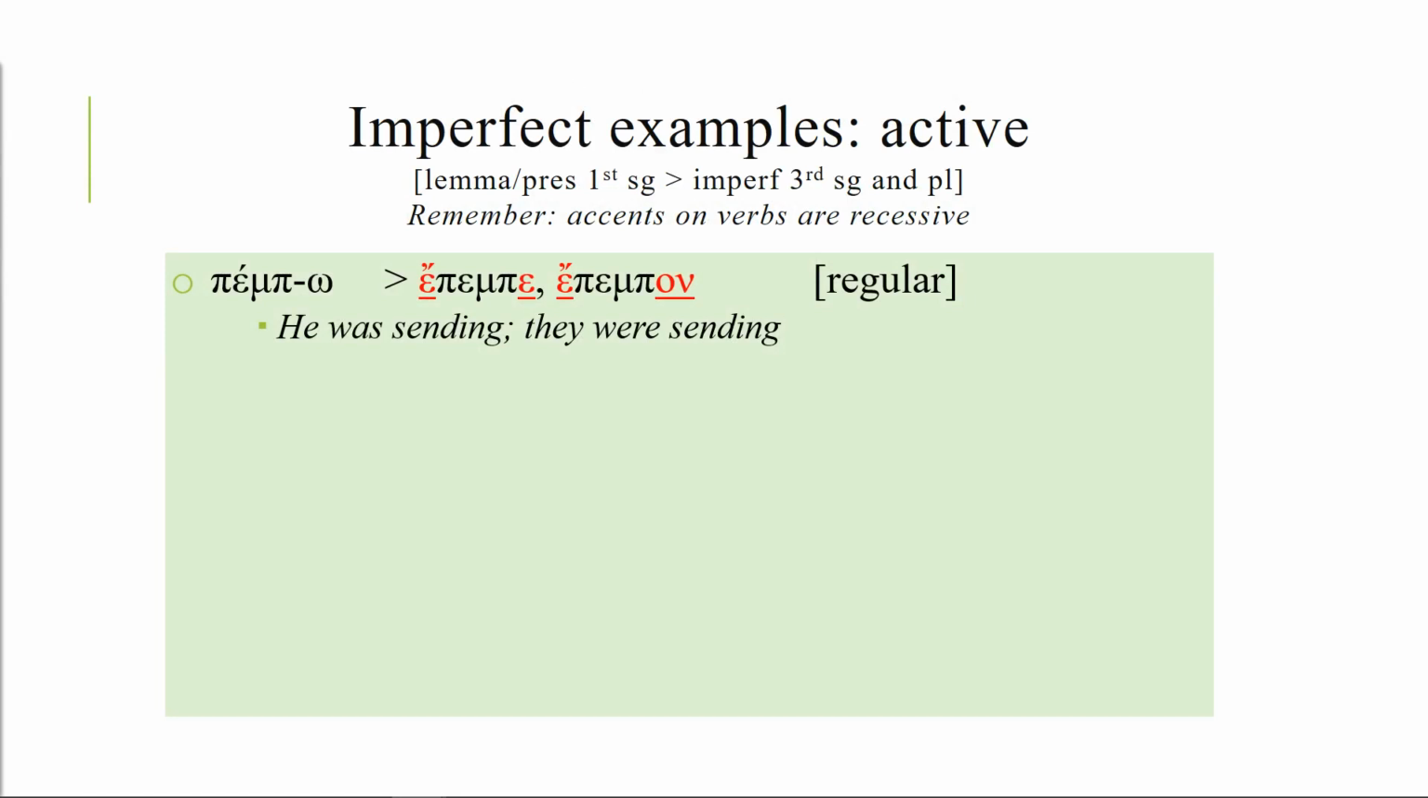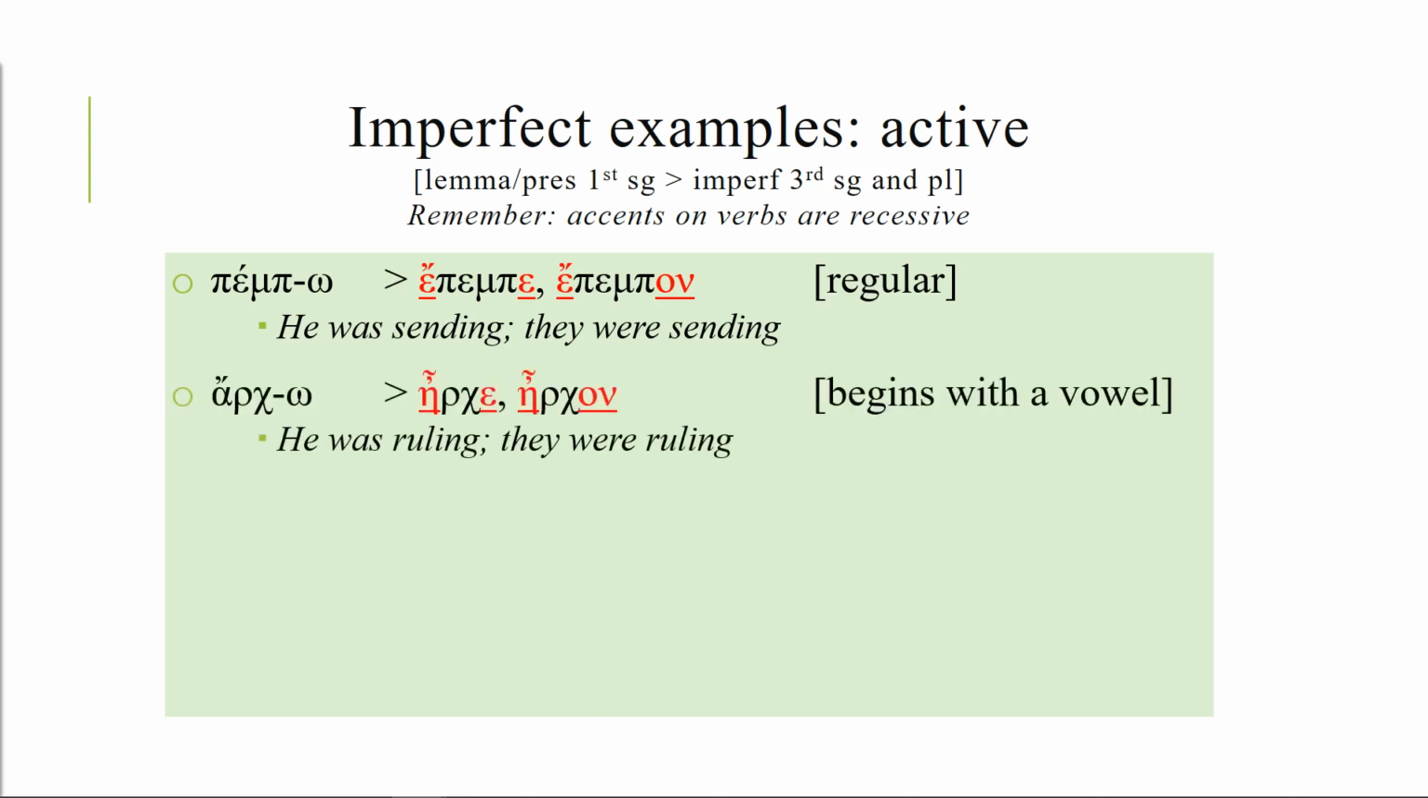Pempo, pempsa, pempon. So pempo, you take the omega off to get the stem pemp. You add the augment and then you add the personal endings epsilon and omicron, nu. So he was sending, they were sending, right? Likewise for archo, you take the omega off to get the stem. It begins with a vowel, so when you add the augment, it lengthens to an eta. And then you add the personal endings e and on. He was ruling, they were ruling.